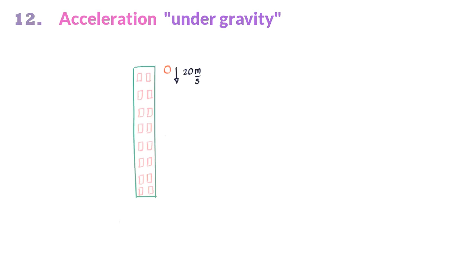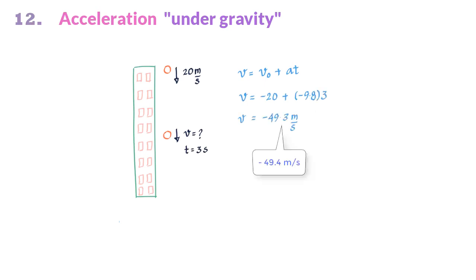Well, if the ball is thrown down with a velocity of 20 meters per second from top of a tower and we are asked what the velocity is after 3 seconds, the equation will be v is equal to minus 20 meters per second plus minus 9.8 meters per second square into 3, which gives v is equal to minus 49.4 meters per second, and it is negative since the velocity vector is pointing in the minus y direction. So when dealing with objects falling under gravity, the sign of gravity is always negative.